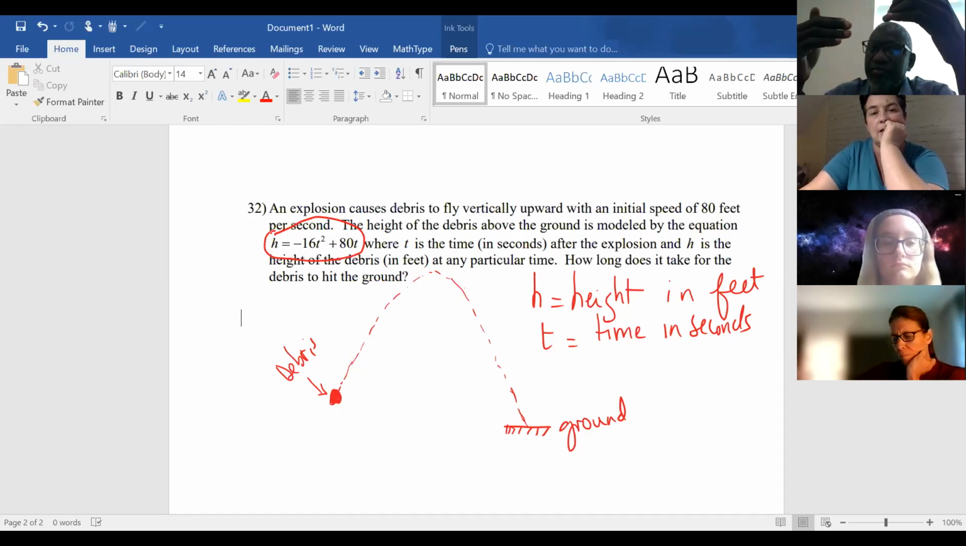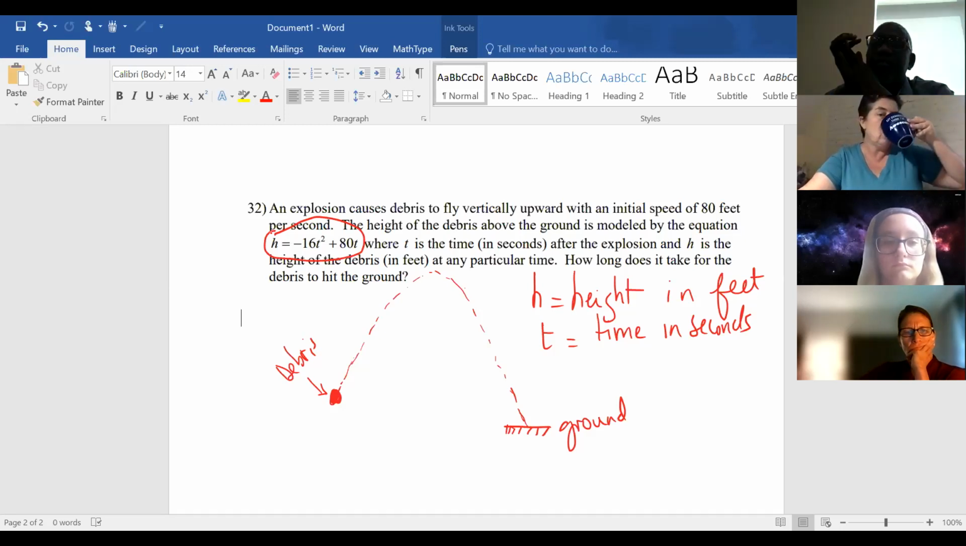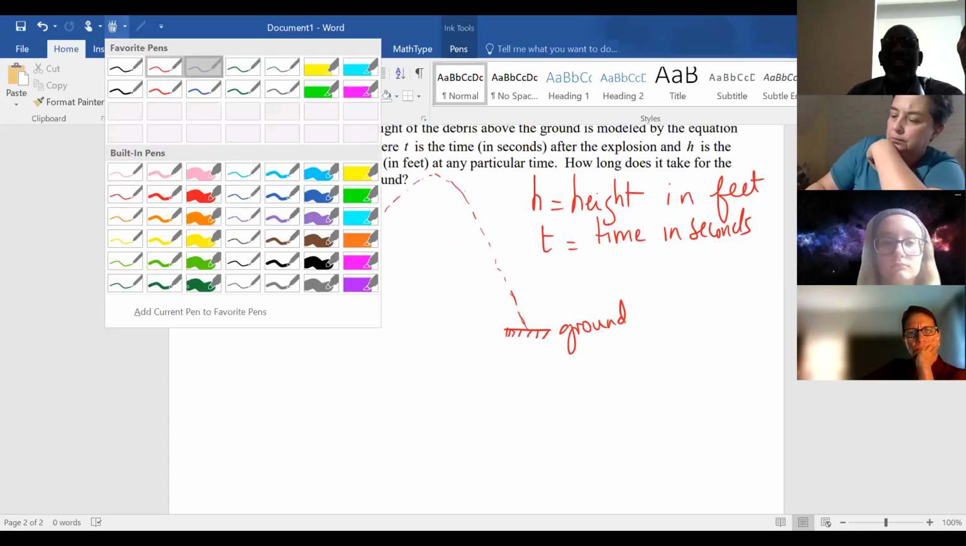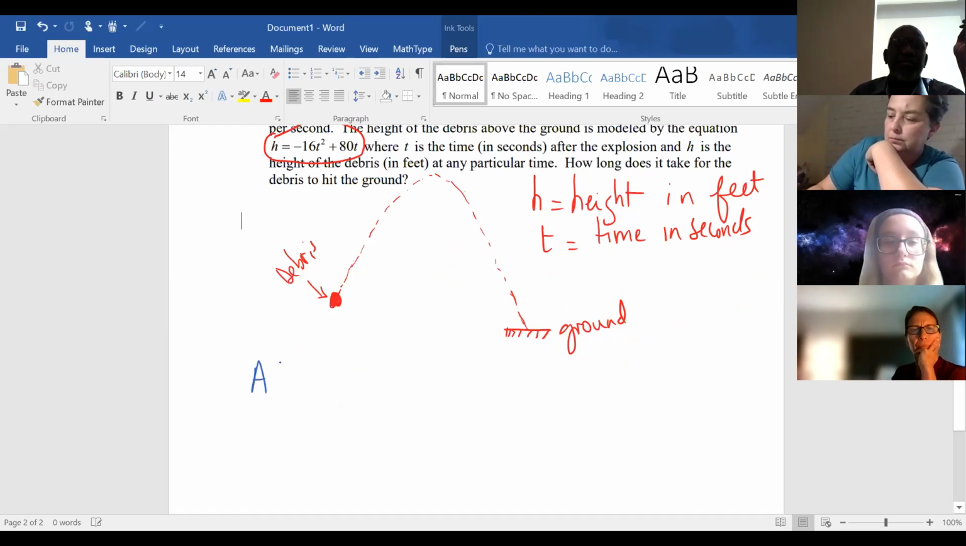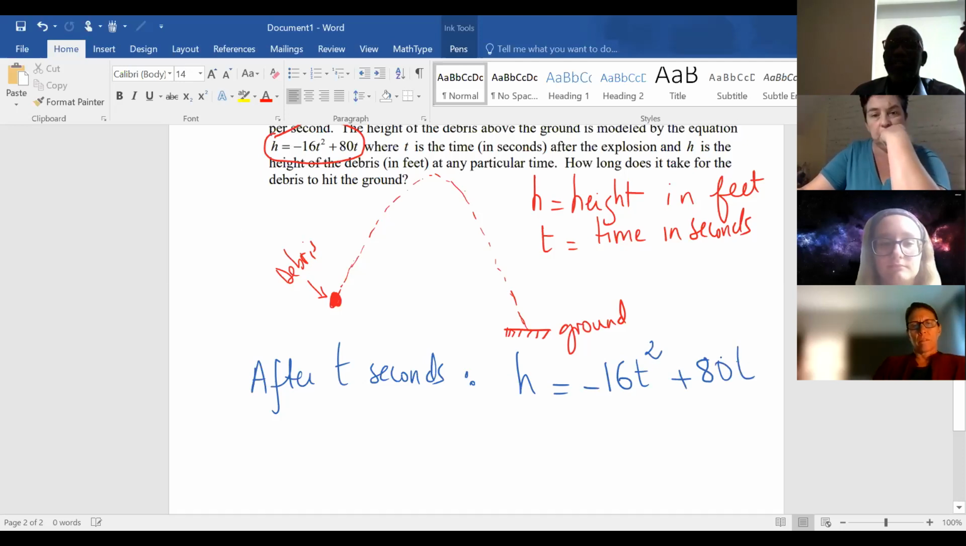What it's saying here is, after T seconds of the explosion, the height of the debris is given by H equals negative 16T squared plus 80T, okay? That is the equation given to me. It's telling me the height after T seconds: the height is equal to negative 16T squared plus 80T, right?